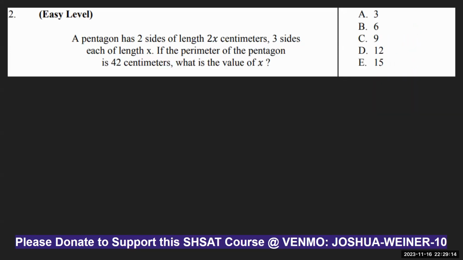Question number 2. If a pentagon has 2 sides of length 2x centimeters and 3 sides each of length x. How am I going to draw this? It's not drawn for us. Let me draw it just open like this. There are the 3 sides, and each of these sides is length x, right? Then it's shaped like a gemstone, because this side is 2x. This side's double that length, 2x. So there's sort of my isosceles triangle top. Does that make sense?